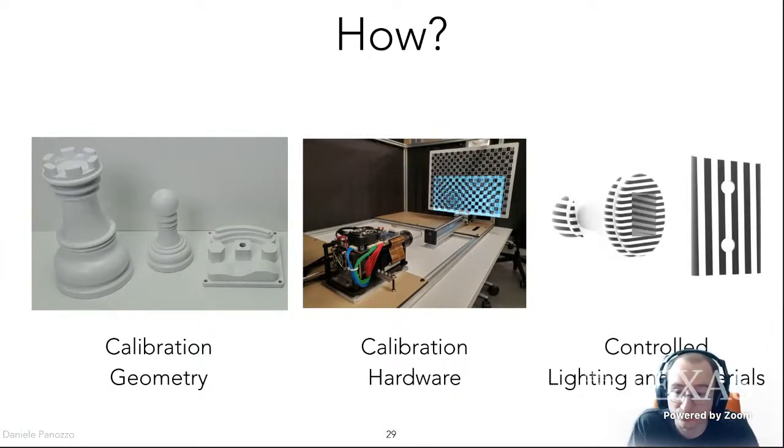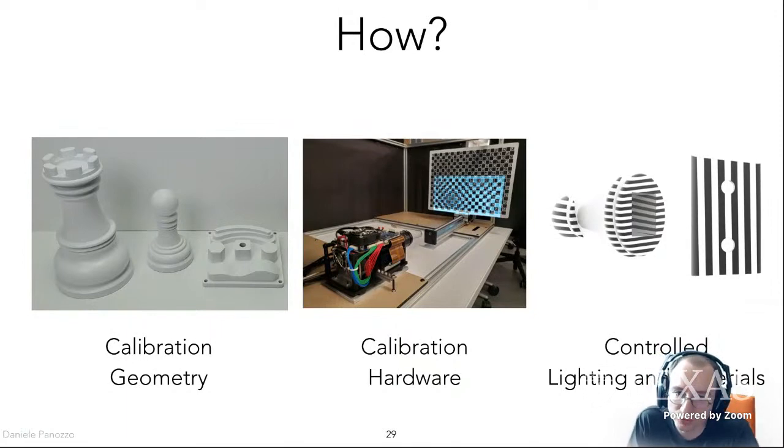And then the final thing is that we are working in a controlled environment where we can control both the lights and the materials that we are working on. The cool thing is that after you calibrate the system in this way, you can also use it on more complex material, on color material, on specular ones, and so on. But at least for the calibration, these are the ingredients that are needed.